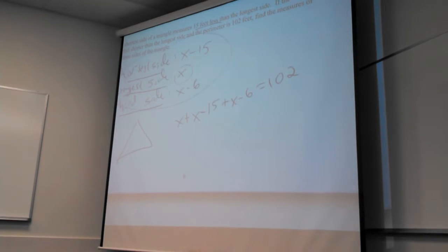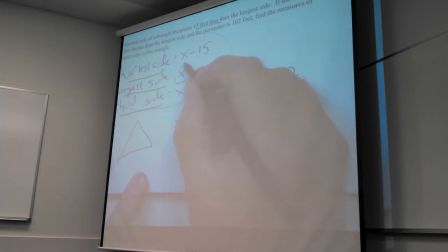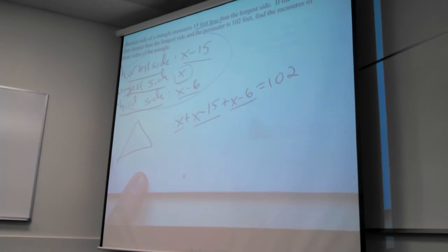So now should be the easy step, right? Finish that out. Figure out what X is. And of course, if you figure out what X is, you're not done yet. There's the longest side, shortest side, third side. Bam. All three sides in there.